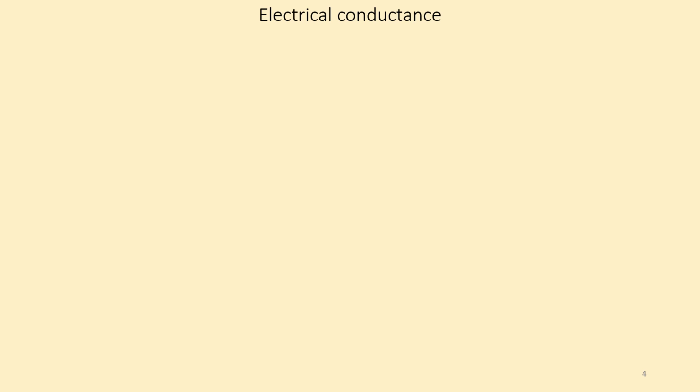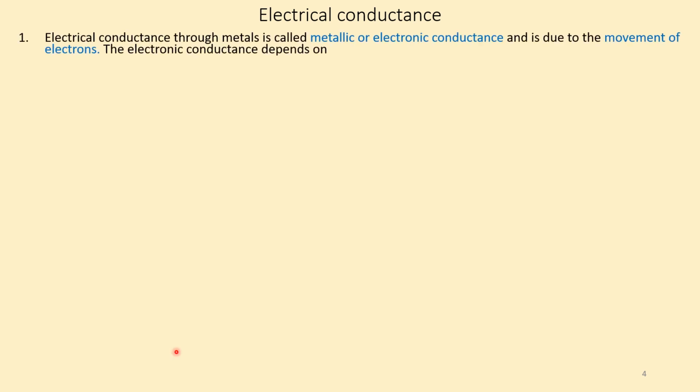Electrical conductance. Now we will study the difference between the metallic conductance and conductance of an electrolyte. First we will take up the electrical conductance through metals. Electrical conductance through metals is called metallic or electronic conductance, and it is due to movement of electrons. Please note that the conduction through metals is due to movement of electrons.